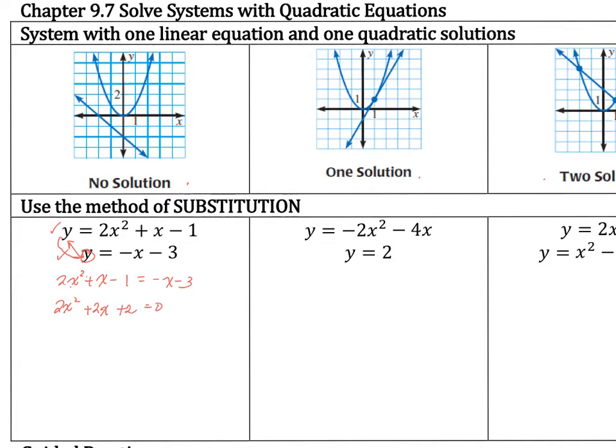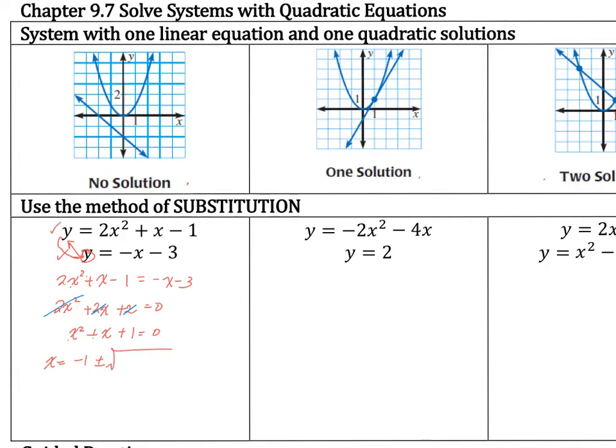And now I can simplify this equation further. So we get x squared plus x plus 1 equal to 0. As you can see, we can't factor this, so I'm going to use the quadratic equation to see what I get.